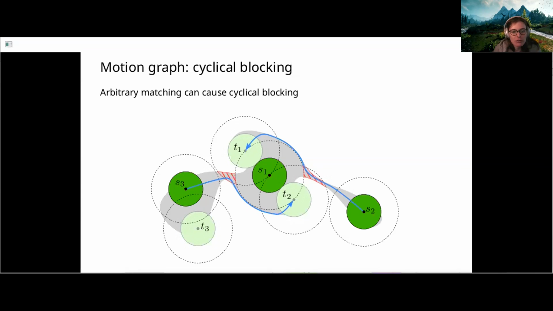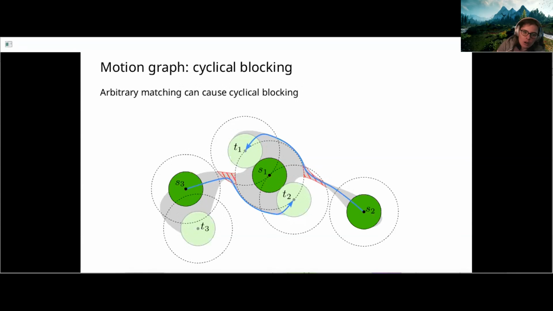For example, here, if we matched S3 to T2 and S2 to T1, and somehow ignored that there is this robot S1 in the middle that can move to either of these target locations, then we're going to be in trouble. If we move, let's say, S3 to T2, then it activates the blocking area on the right-hand side, and the robot S2 is stuck in there. And the same thing happens if robot S2 moves first.